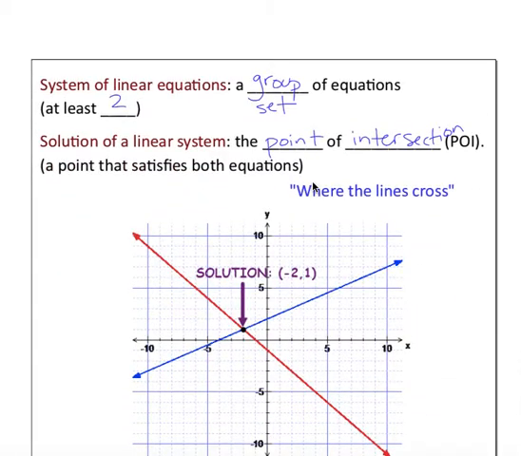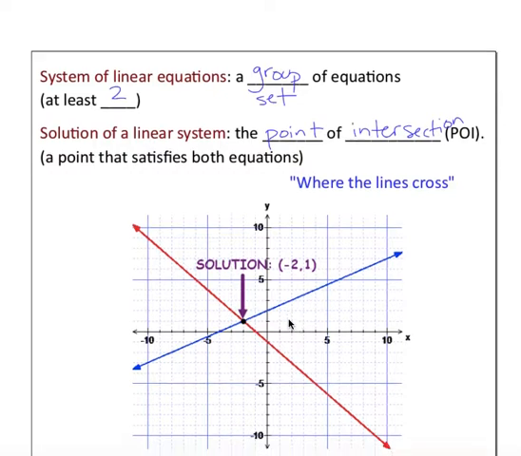So, a system of linear equations means we're looking at two or more linear equations. For our sake, we're going to be looking at two of them, and it is exactly where they cross. A solution of a linear system is the point of intersection, where the lines cross.